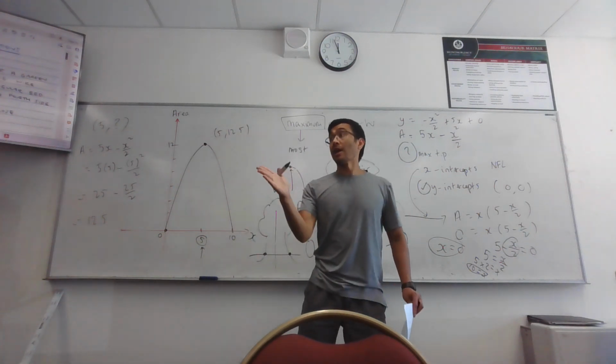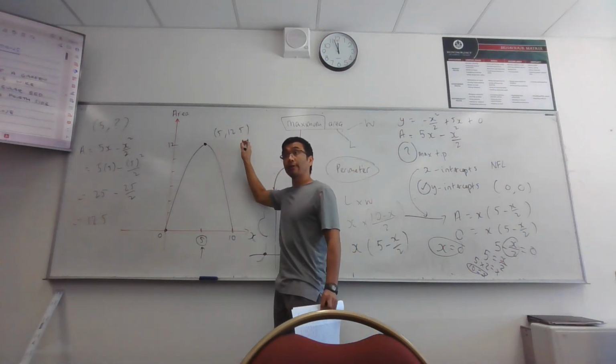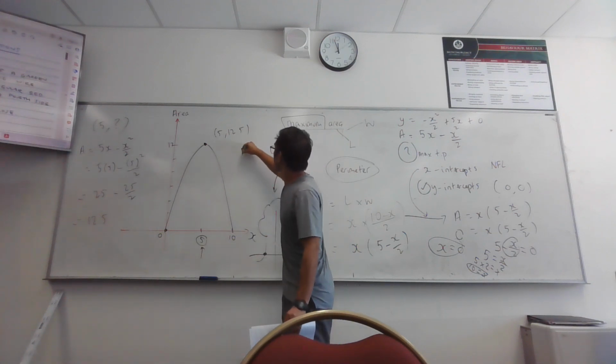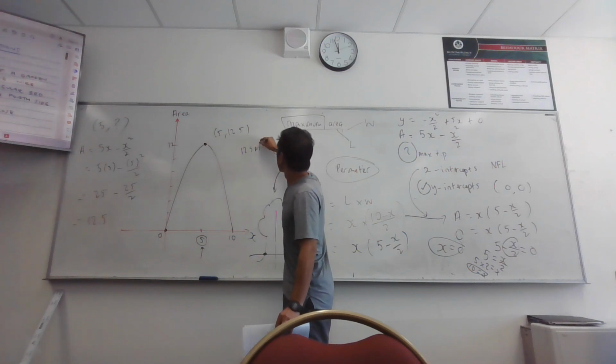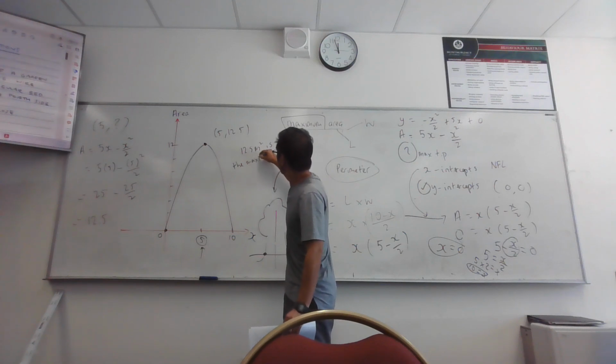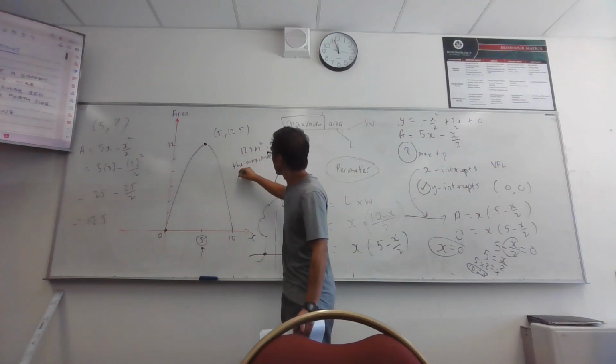Okay. Now, this 12.5, what does that mean? That is the maximum area, 12.5 meters squared, in the middle of 0 and 10. But how do we know it stops?